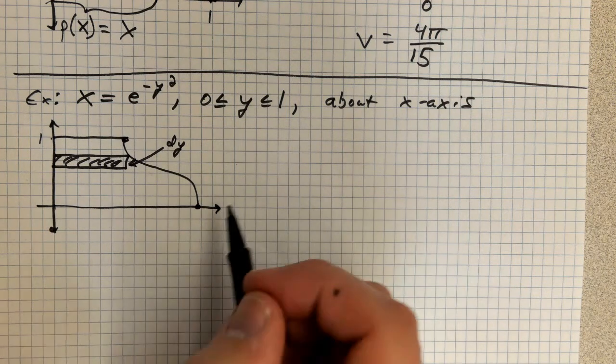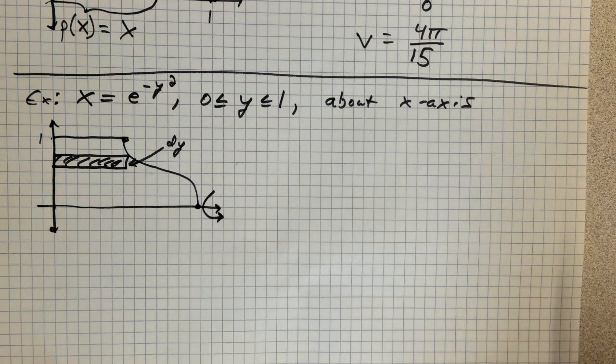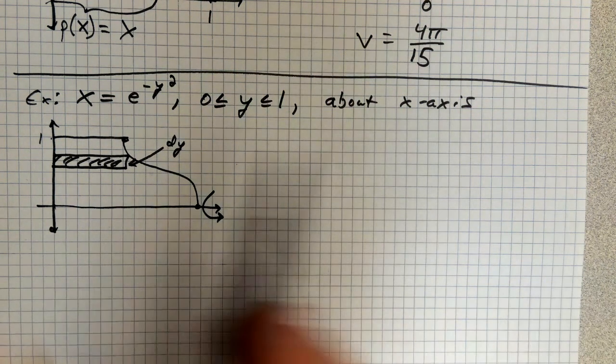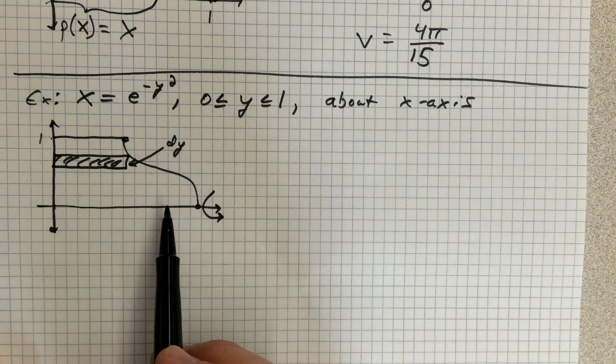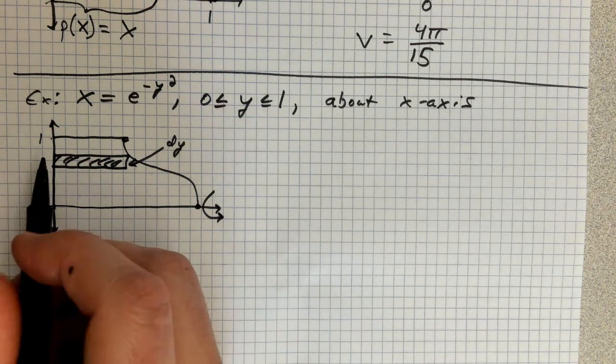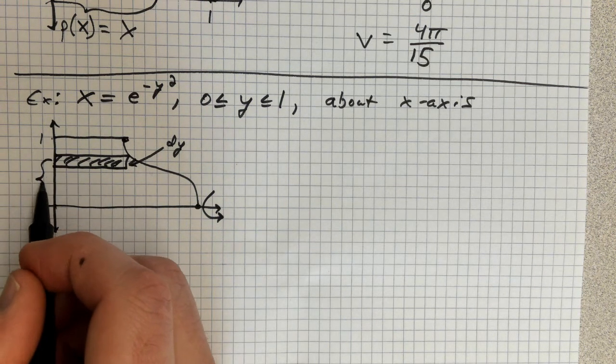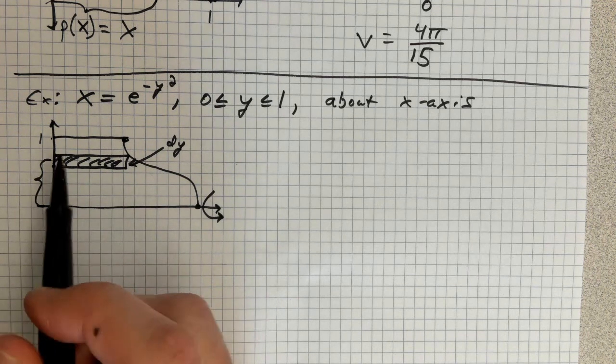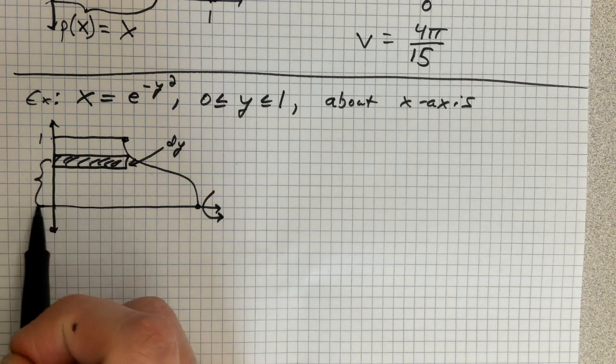And so leaving everything, and again, we're going around the x-axis. Leaving everything in terms of y is going to be the easiest way to find the area. It's also going to be the easiest way to find the volume. So using the shell method, all we need to know is what defines the distance from the rectangle to the axis of revolution.